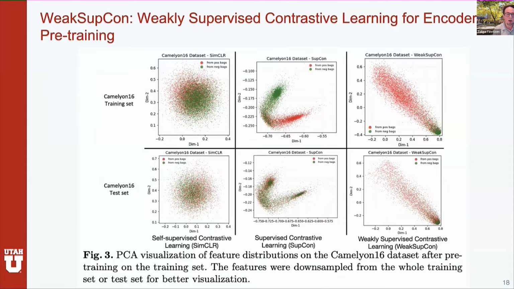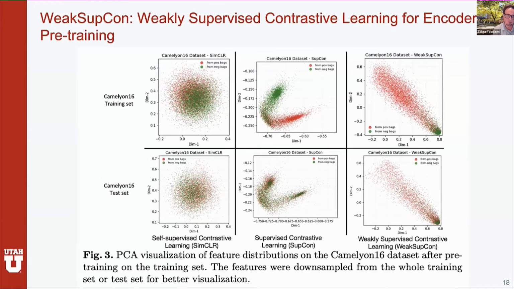Okay, so after training our model in different ways, we visualize the features to confirm that this is indeed happening. And we see that more or less it is, right? This is for the Chameleon 16 data set, which is lymph nodes from breast cancer. On the left is purely self-supervised learning in this data set without paying attention to the label of the bag, and then doing a 2D PCA visualization. And we see a lot of overlap here, right?